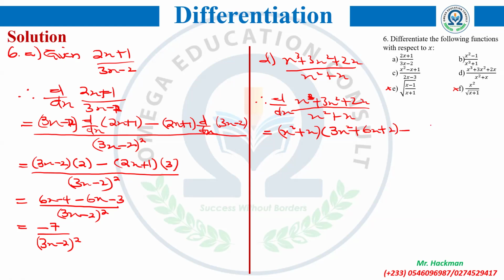Okay, minus, now you come and hold the numerator function, which is what? Your x cubed plus 3x squared plus 2x. Then what else? You differentiate the denominator function, which if you differentiate, you get 2x plus 1. All over your denominator function squared, so x squared plus x all squared. Is that clear? Yes, please. So at this point, you expand both, the numerator, combine like terms, then you simplify, if possible.